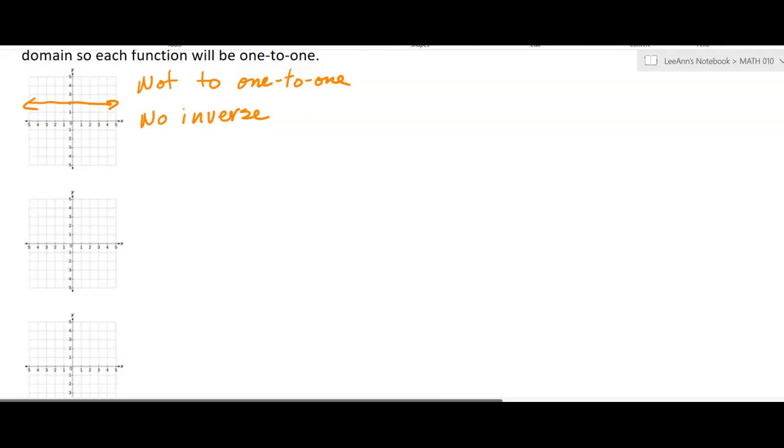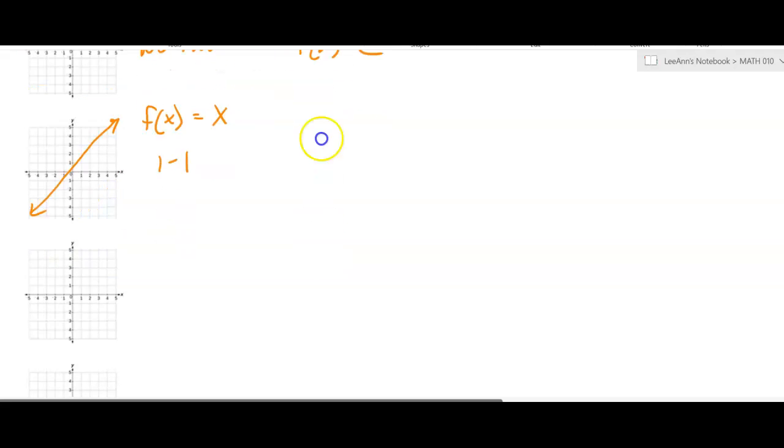So we will look at the identity function. Oh, I forgot to write that up here, what the function looks like. Okay, that's the identity function. It is one-to-one, so we don't have to restrict anything. It's got an inverse.